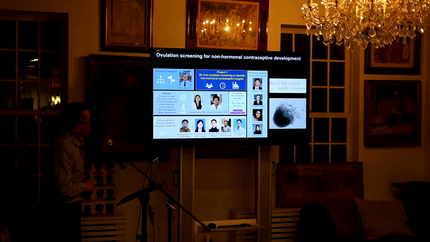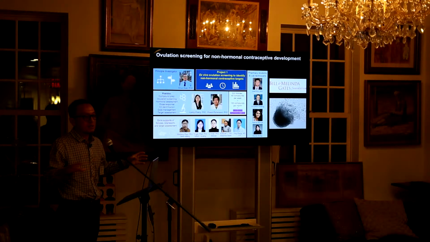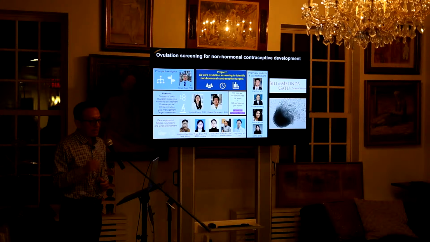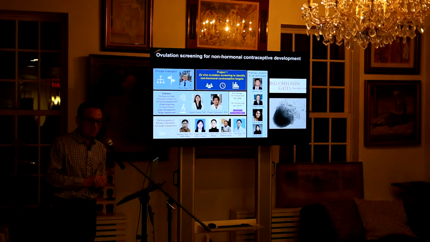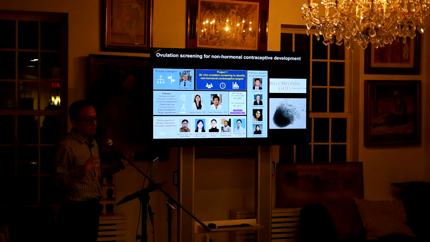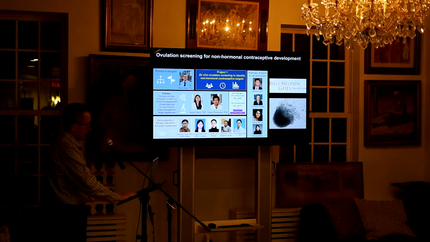And then for our non-hormonal contraception work, we have a whole team working on high throughput ovulation screening, and we try to see whether we can find any druggable target that can be repurposed as a non-hormonal contraception. Hormonal contraception works well, but a lot of people, for unknown reasons, are very sensitive. They have obesity, stroke, mood issues, and even some cancer risk.